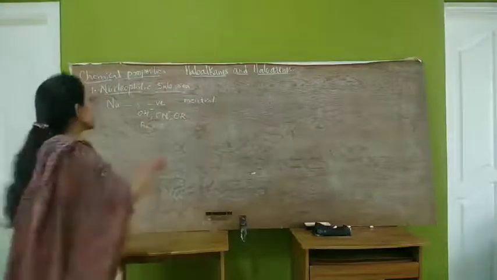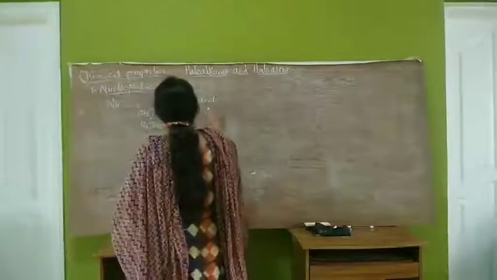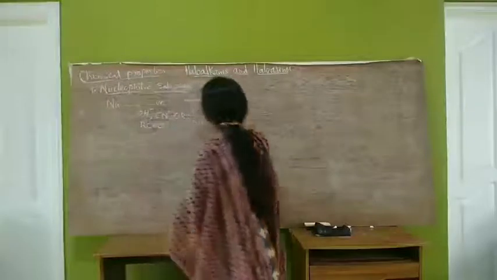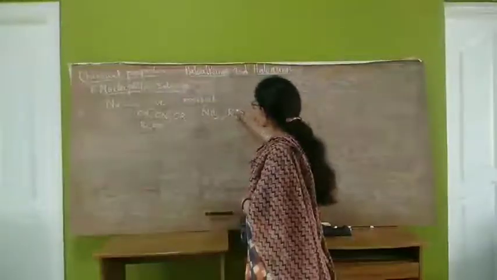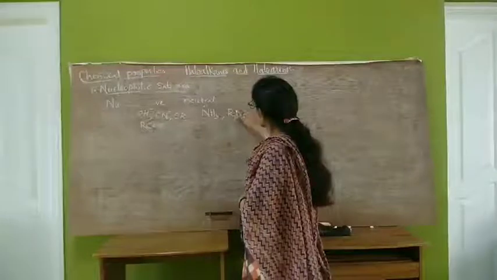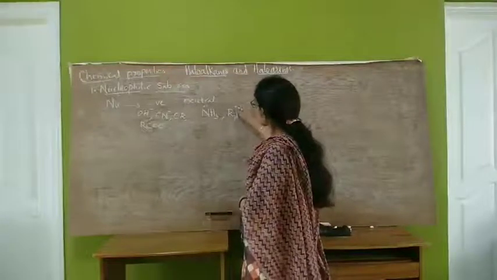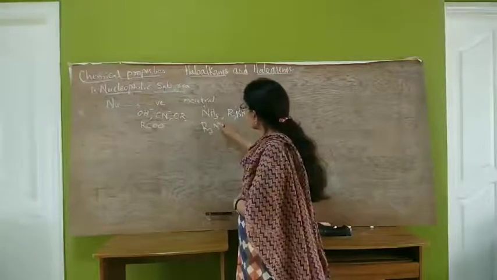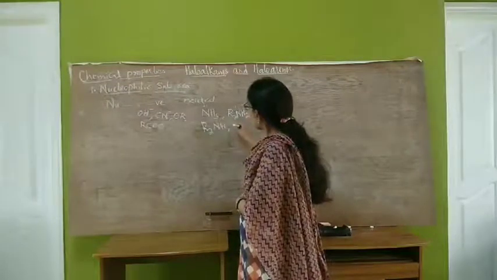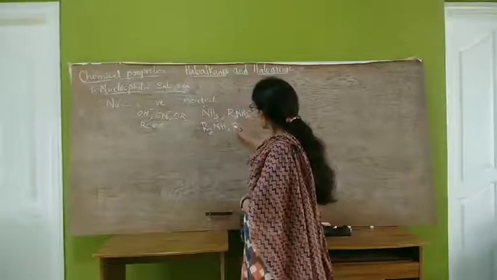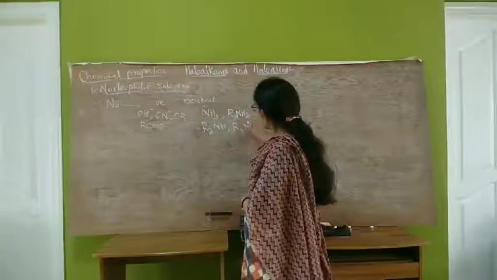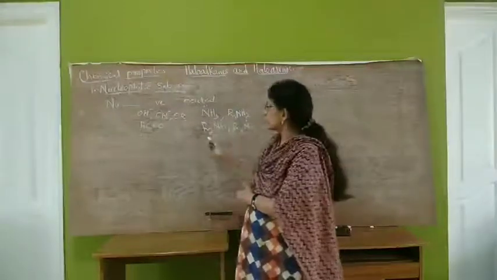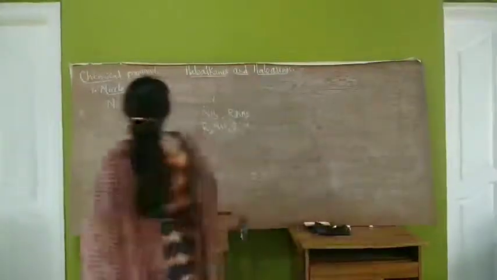Some examples of neutral nucleophiles are NH3 or NH2, R2NH, or R3N. These are all neutral nucleophiles. Nucleophiles are electron rich.